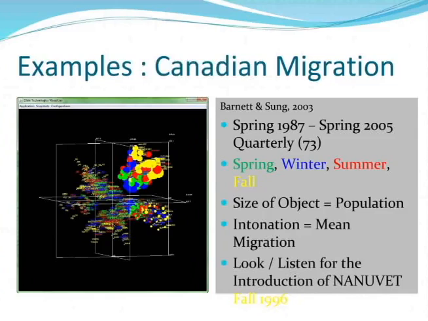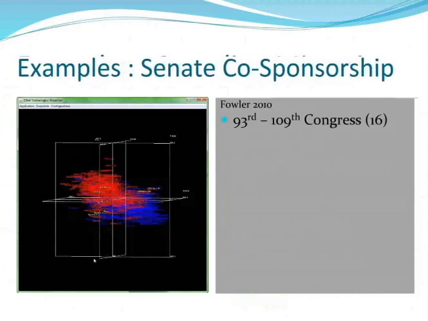And what you're looking at will also be colored in this fashion so that you can see the change of seasons. Each object is sized as a function of the population of the province. When you listen to this data, it represents the mean migration overall. So higher pitch means more migration, lower pitch means less migration.